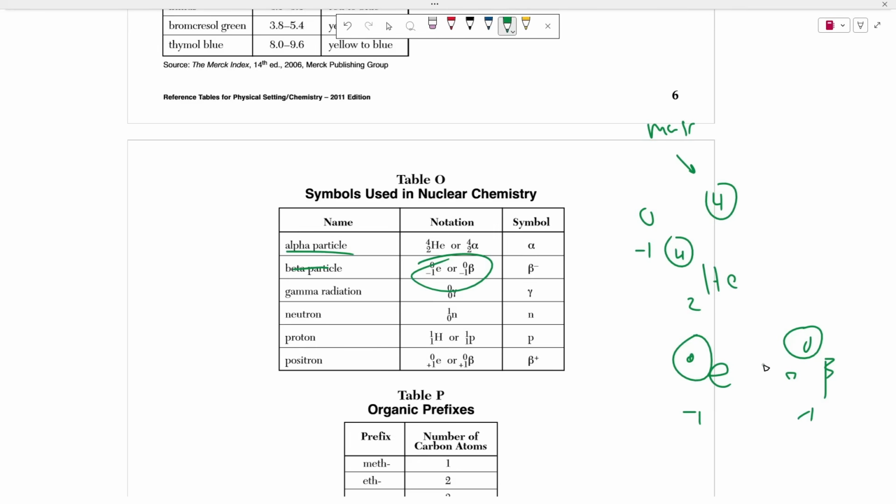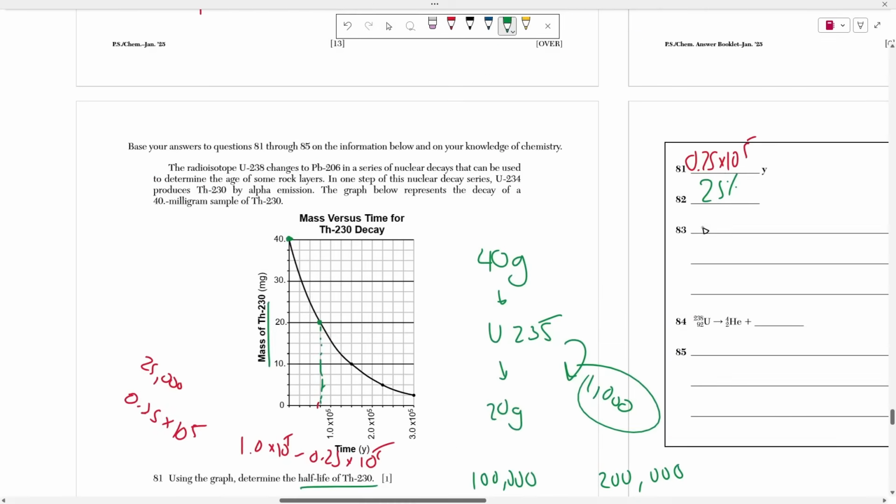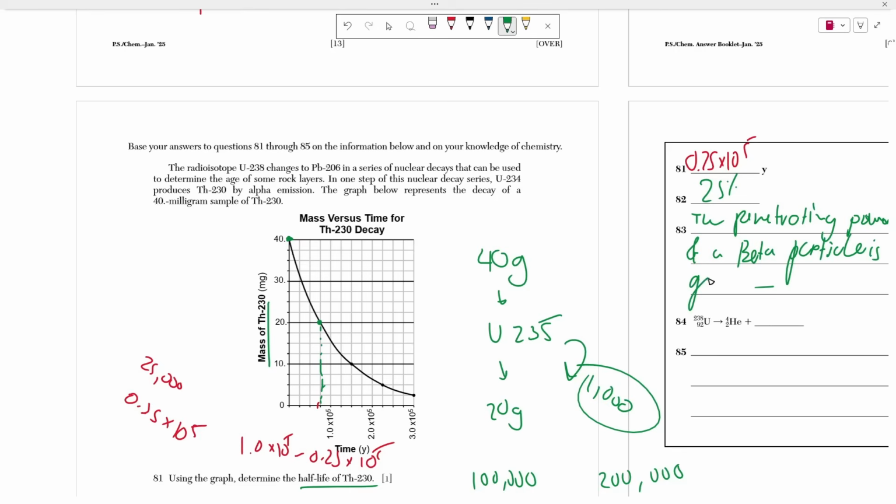The bigger you are, the worse that you fit through that net. The smaller you are, the better you can fit through that net and the more you can penetrate, okay? So obviously the beta particle is better at that. So we can just say that the penetrating power of a beta particle is greater. And we can just move on with our lives.